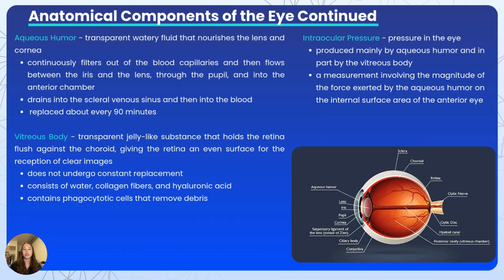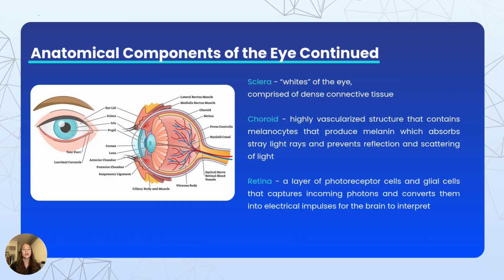Next is intraocular pressure, which is pressure in the eye produced mainly by aqueous humor and in part by the vitreous body. And it is a measurement involving the magnitude of the force exerted by the aqueous humor on the internal surface of the anterior surface area of the anterior eye. We also have the sclera, which is the whites of the eyes, and it is comprised of dense connective tissue.